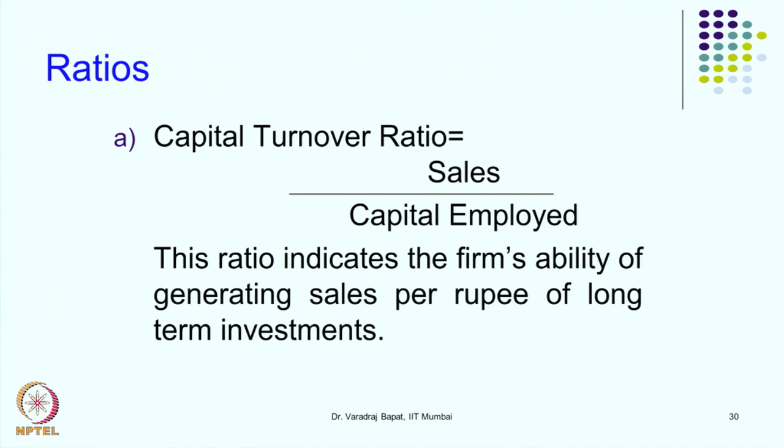Now we employ the capital in the business to generate the sales. So we are calculating sales upon capital employed. A company which is efficient will be able to sell more and more using lesser capital, right? So a higher ratio is preferable. Higher ratio means they are able to generate more turnover and most likely their profits will also be higher. So to do it overall for all the assets taken together, we calculate the capital turnover ratio.